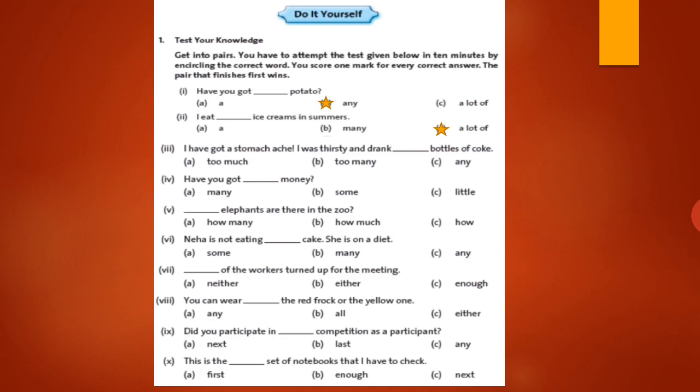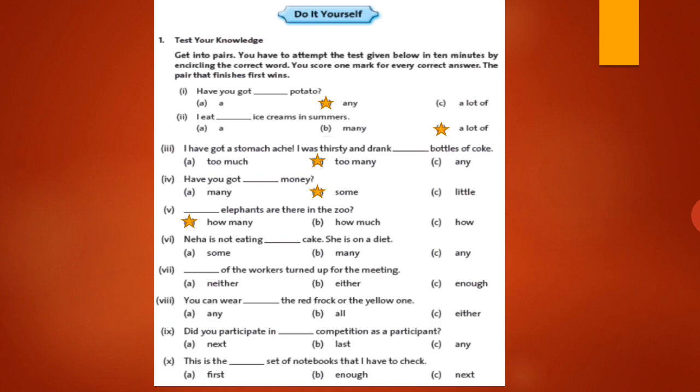I have got a stomach ache. I was thirsty and drank too many bottles of Coke. That is too many bottles of Coke. Have you got any money? Have you got some money? The elephants are there in the zoo. So how many?